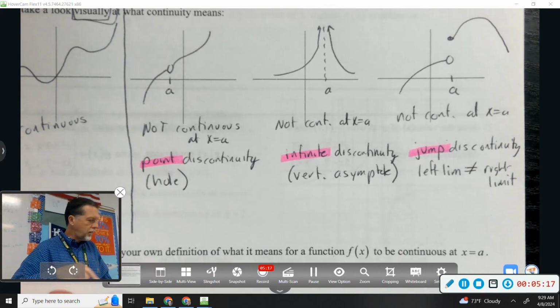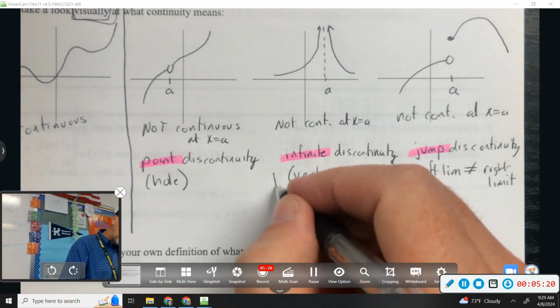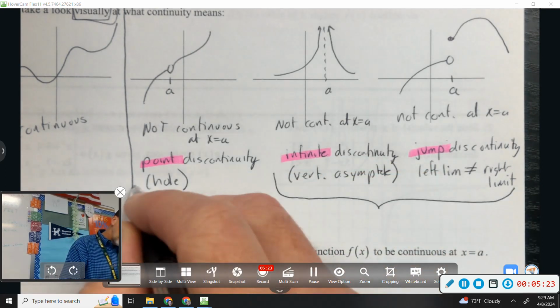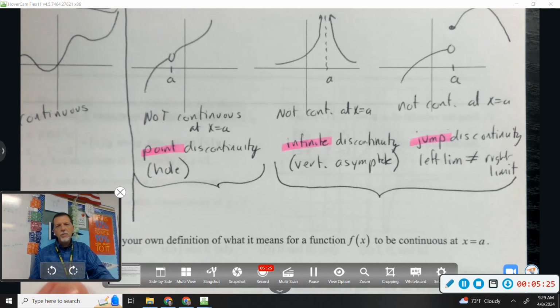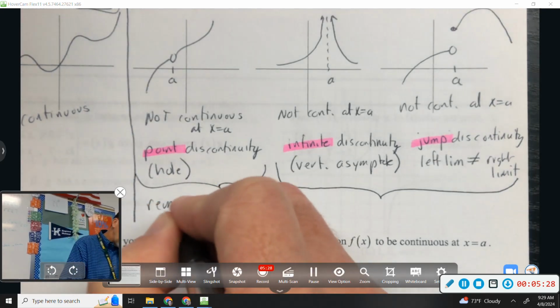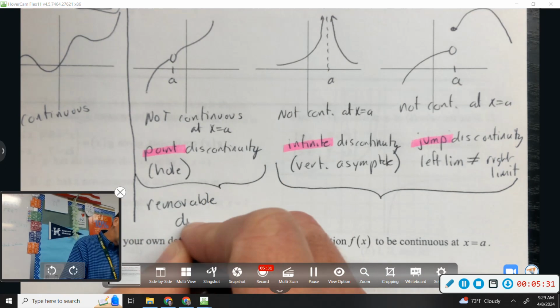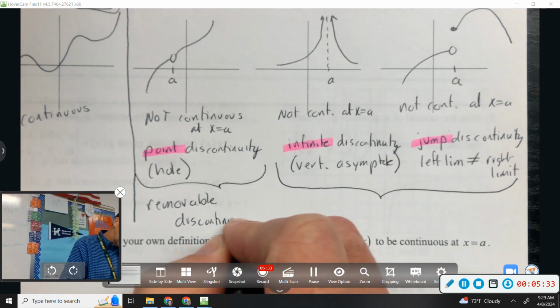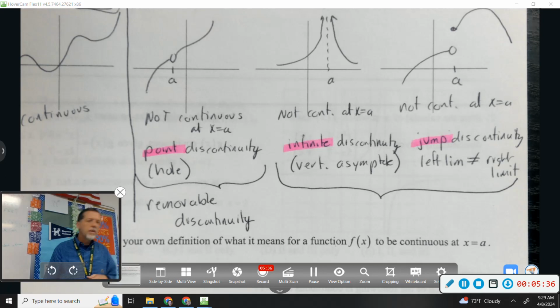And then there's one more way to categorize the discontinuities. The first type is a removable discontinuity. Another way to say that is it's fixable. You could remove the discontinuity easily. What would it take to remove the discontinuity? Putting something in the hole. Fill in the hole and it's no longer discontinuous. So that's a fixable discontinuity.